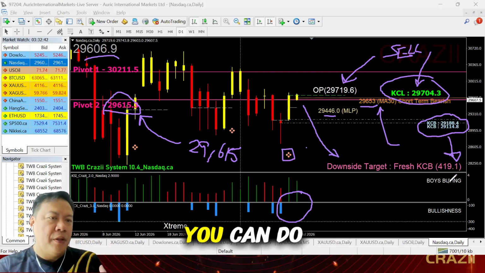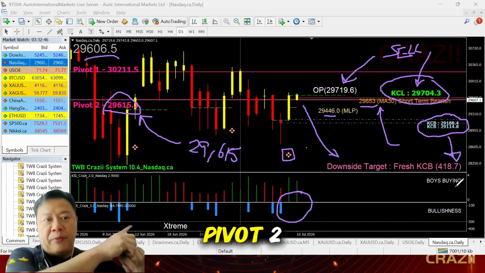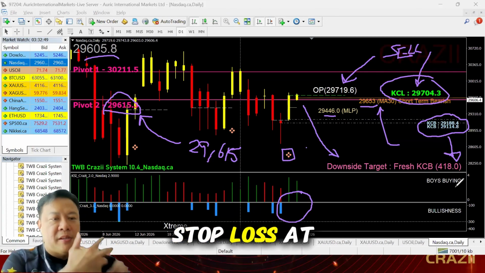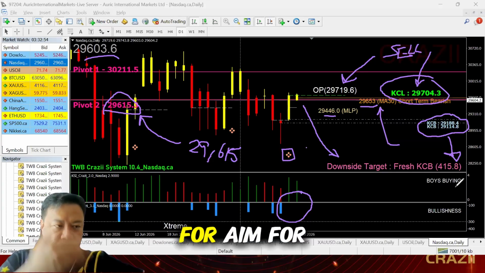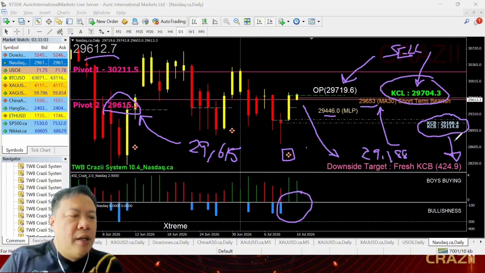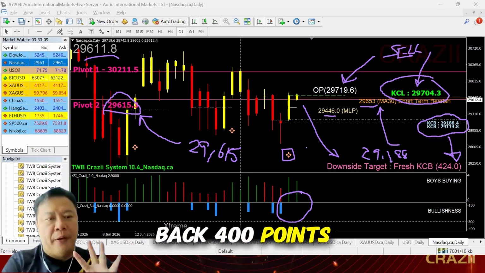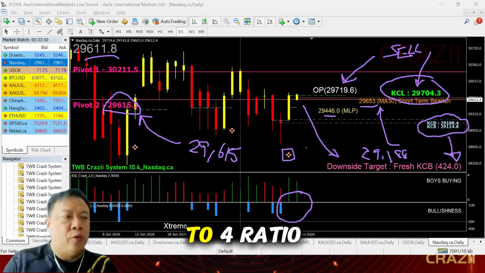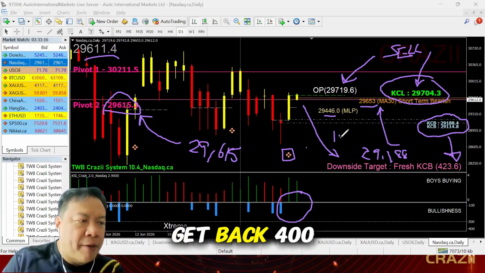So what you can do is a risk-reward ratio. You just do a sell position here because of pivot 2 now. And then you put a stop loss at 50 points, maybe, or 100 points, depending on you. And you aim for 29,188. So if the market does come down and hit 29,188, you get back 400 points. That means we're talking about a 1-to-4 ratio. If you risk 100, you can potentially get back 400.